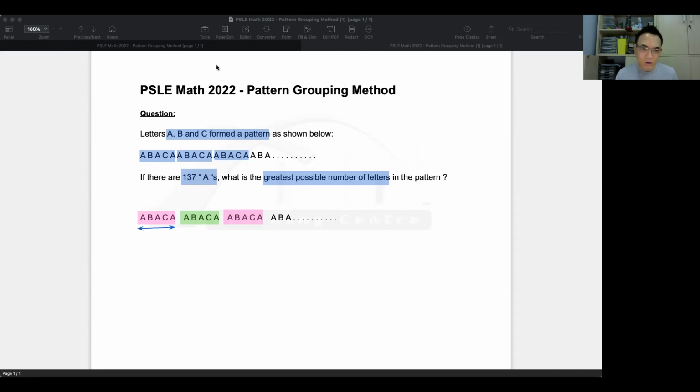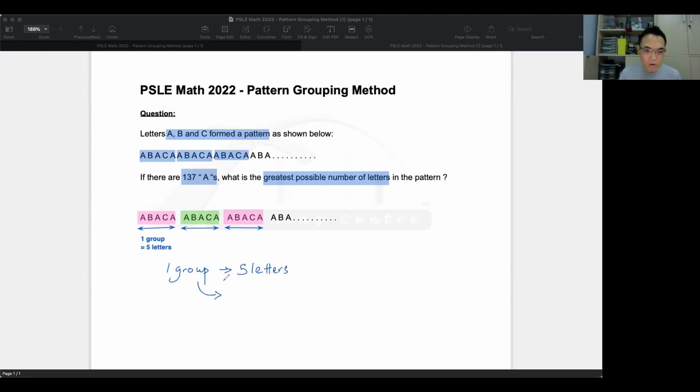So if one group has got five letters, then I need to know how many such groups there are in this entire sequence, and I will stop as soon as I have 137 A's. Now, how many A's are there in each group? Well, this is what happens in each group. I know that one group has got five letters. So let me rewrite that. One group is made up of five letters.